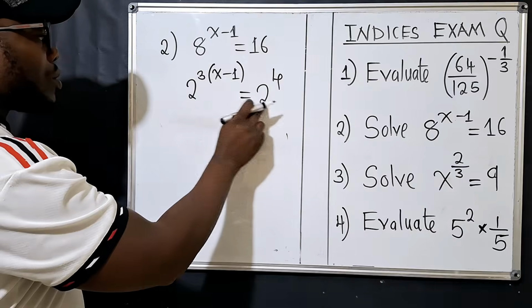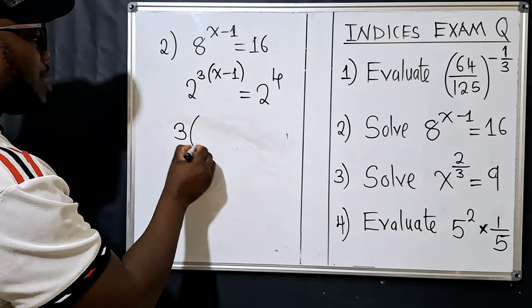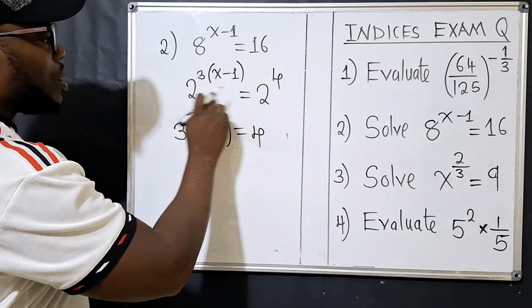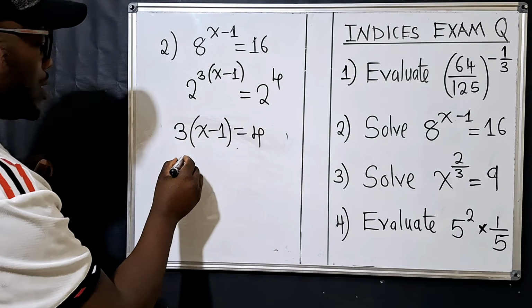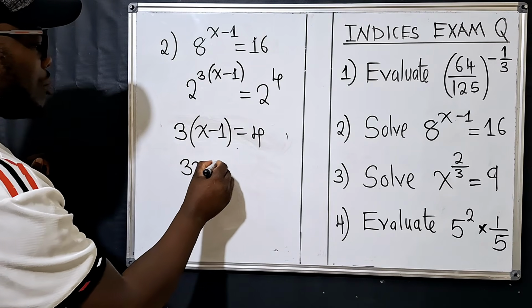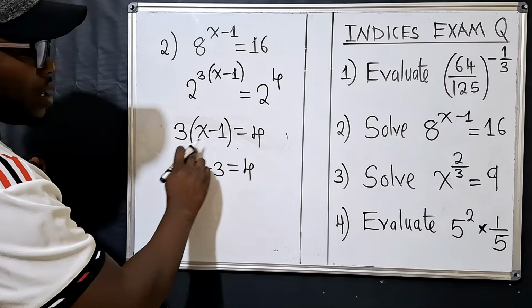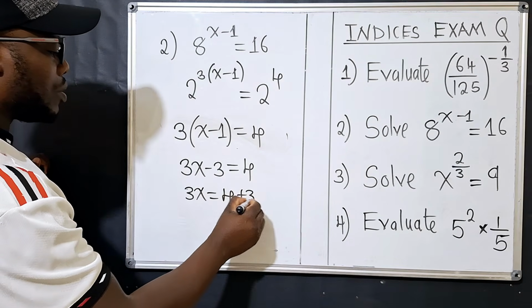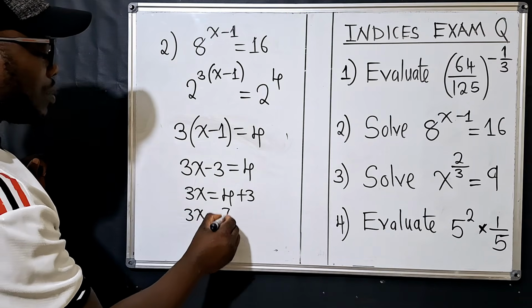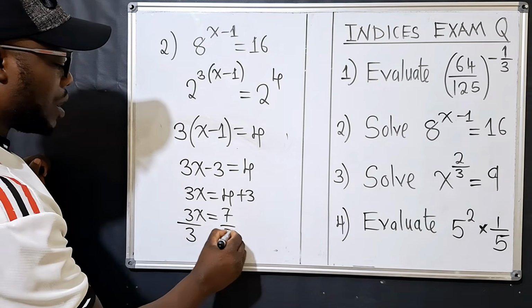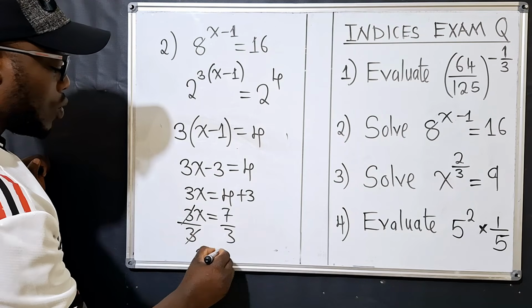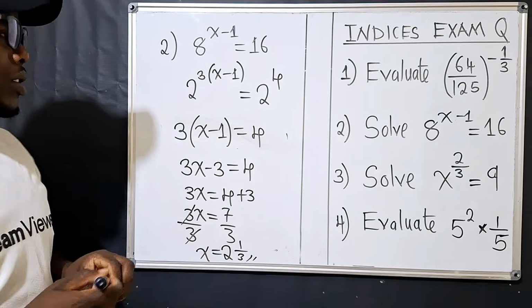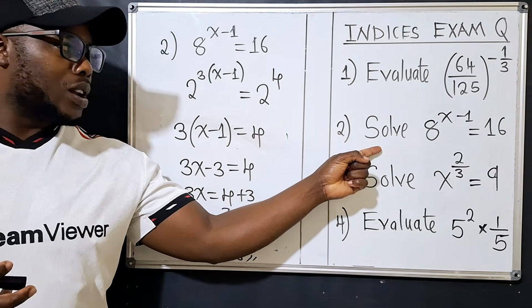So now the bases are equal to each other. We can say 3 times (x minus 1) is equal to 4. Bases are equal to each other, you equate the powers. So this is 3x minus 3 is equal to 4. Get rid of the brackets. 3x is equal to 4 plus 3. 3x will be equal to 7. Divide by 3 on both sides. This and this will go. x will simply be equal to 2 remainder 1 over 3. So this is the solution for question number 2.